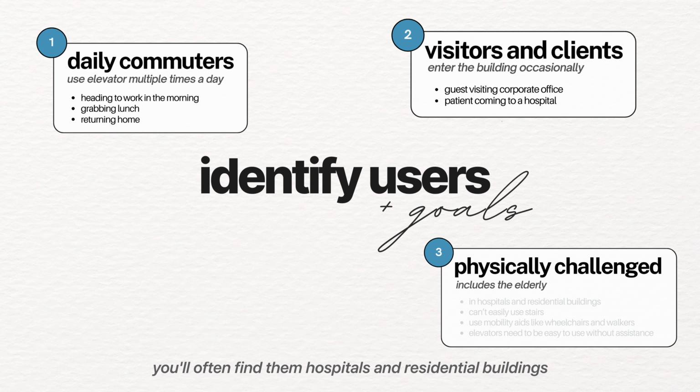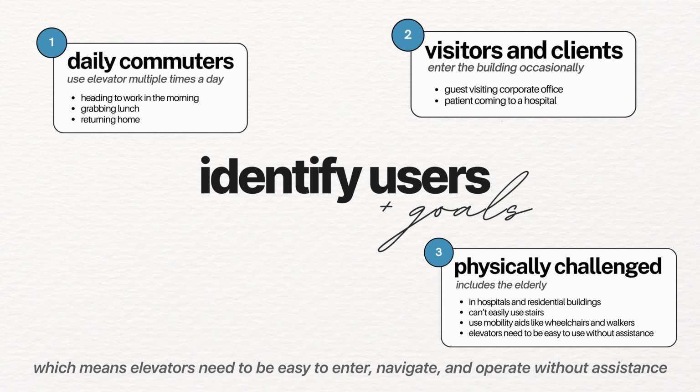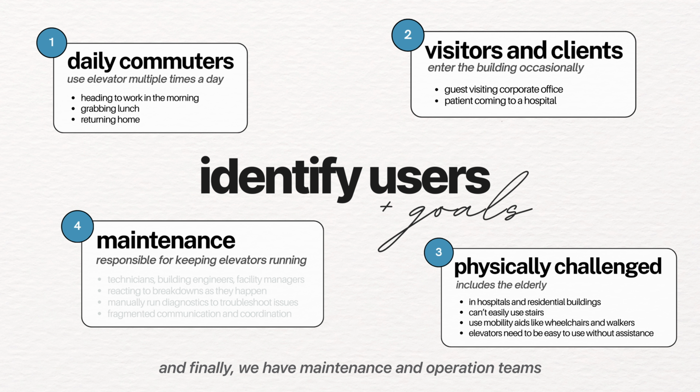You often find them in hospitals or residential buildings. Many of these users can't easily use stairs and rely on elevators to move between floors on their own. Some use mobility aids like wheelchairs or walkers, which means elevators need to be easy to enter, navigate, and operate without assistance. And finally, we have maintenance and operation teams.